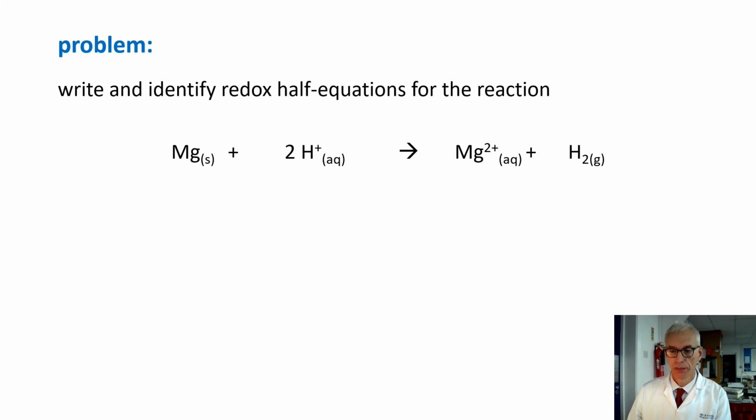So I'd like you to pause the lesson and write and identify redox half equations for the reaction between magnesium and the hydrogen ion released by an acid dissolved in water. So the reaction between magnesium and an acid. Pause the lesson and can you rewrite those as 2 redox half equations. Come back when you are ready to compare your answers.